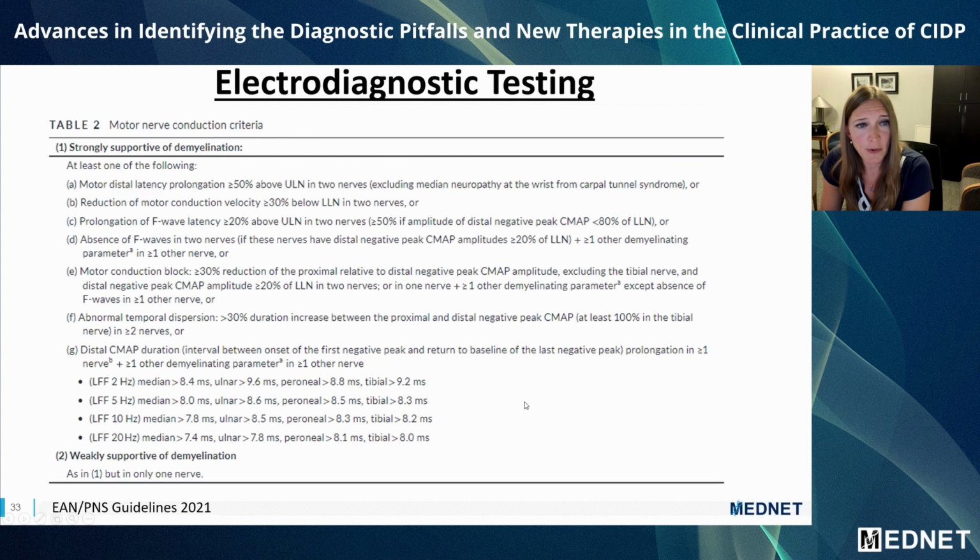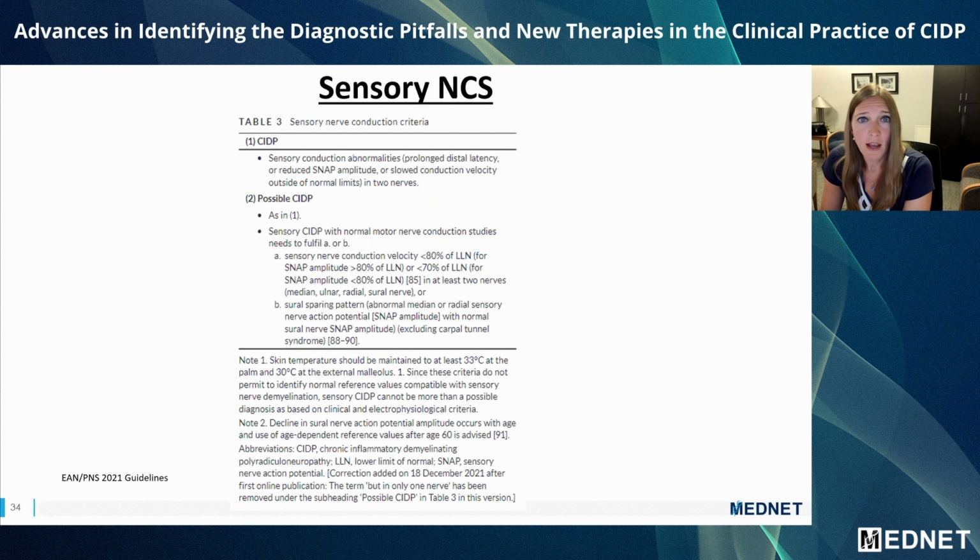The features you're looking at are motor distal latency prolongation, reduction in motor conduction velocity, prolongation of F wave minimum latency, or an absence of F waves in at least 2 nerves, and a greater than or equal to 30% reduction in the conduction block in a non-compressible site. So not across the elbow, not across the fibular head, but in a non-compressible site that can meet those criteria, and abnormal temporal dispersion, and then duration of the distal CMAP as well.